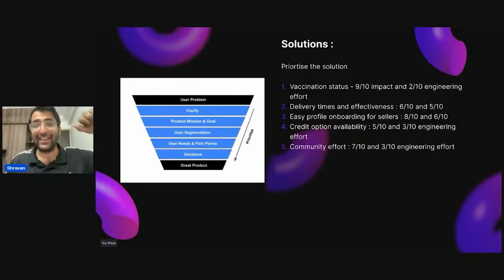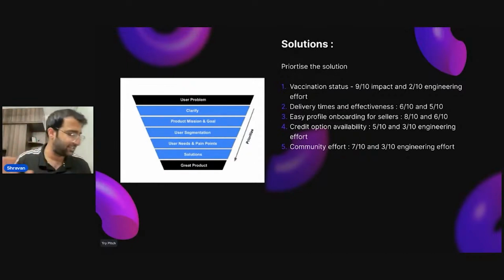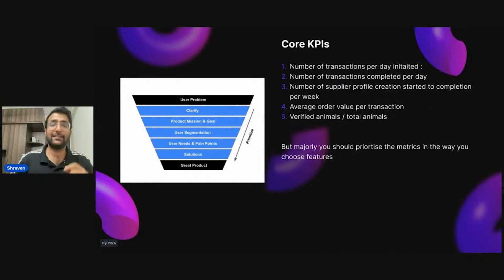Now you essentially know अब तुम्हें prioritize किसको करना है. So you know that vaccination status has to be prioritized, easy profile creation has to be prioritized, community effort has to be prioritized, then probably delivery times, and then credit option availability. We came to a point where we understood कि MVP में ये 4-5 चीजें चाहिए. Make sense?